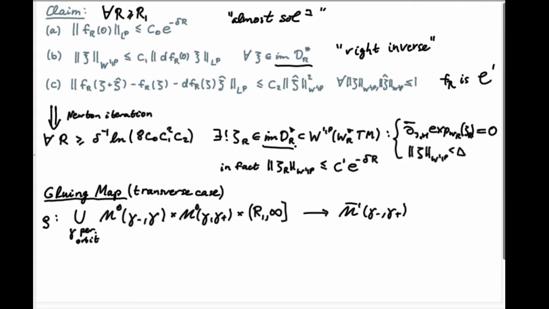Yes? So does delta have to relate to C0, C1, C2? This capital delta? No. That just comes essentially from the size of the domain on which I can define FR. Yes.